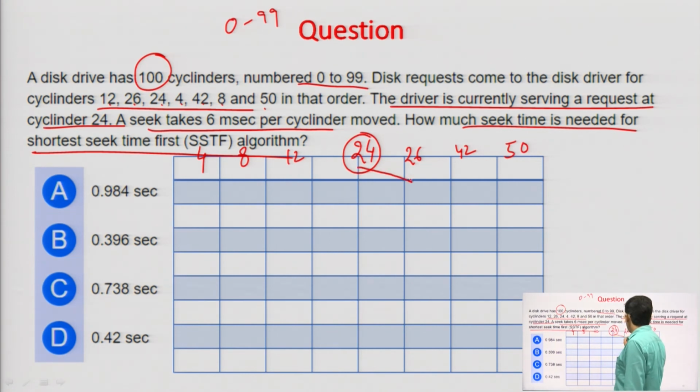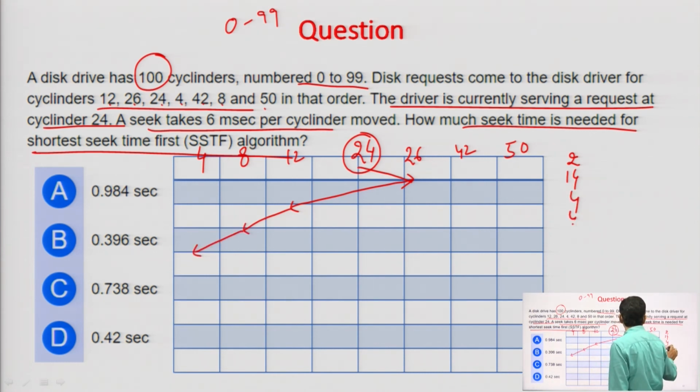So, it will obviously move to 26, which is a distance of 2. From 26 it has 2 options, either to go to 46 or 12. So, 12 seems to be the nearest one, at distance 14. From 12 it will move to 8 because it is the nearest one. From 8 it will move to 4 because it is the nearest one at a distance of 4, and then from 4 it will move to 42 to satisfy the request.